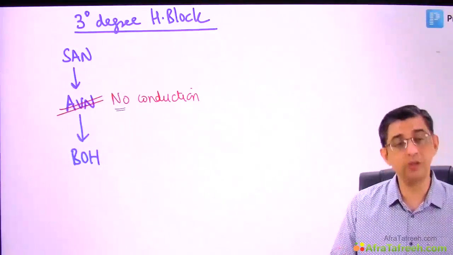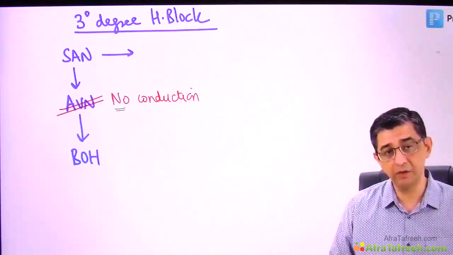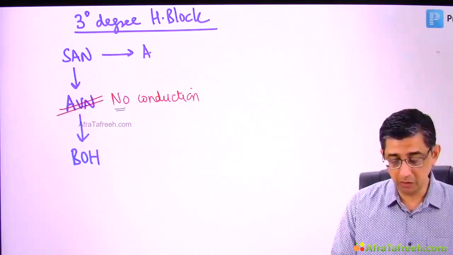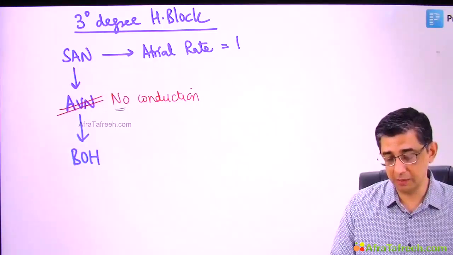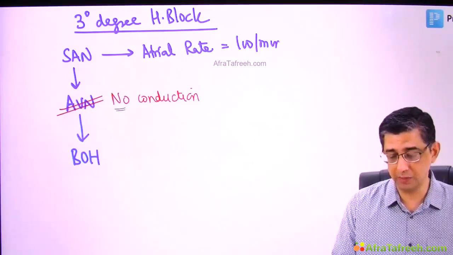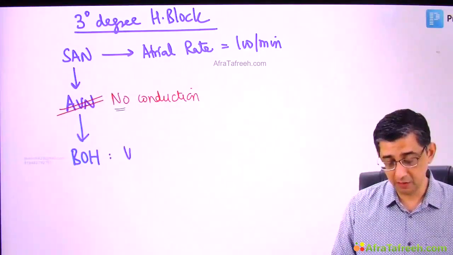The importance of knowing this information now is that the SA node will not be able to control the ventricles. The SA node will definitely be able to control the atria per se, and the firing of the atria will occur. The atrial rate will be approximately 100 beats per minute. No issues with that. But in yours and mine, the ventricles are controlled by the SA node.